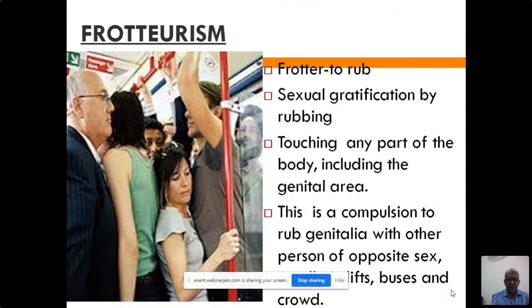This is a very common compulsion which is observed in different groups of societies where gratification is achieved by rubbing or by being rubbed in different situations, rubbing different parts of the body with different parts of the body of other partners. This is said to be frotteurism.